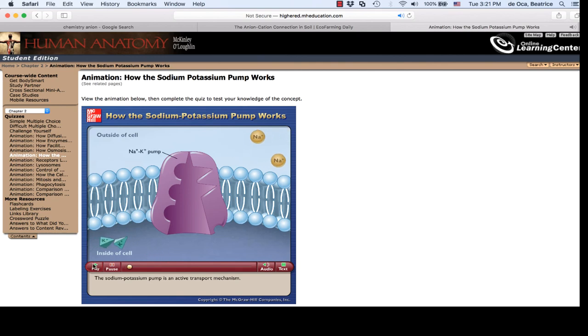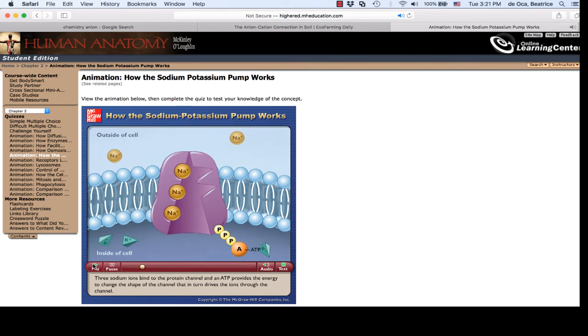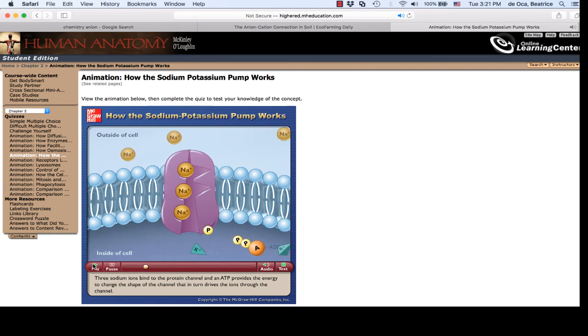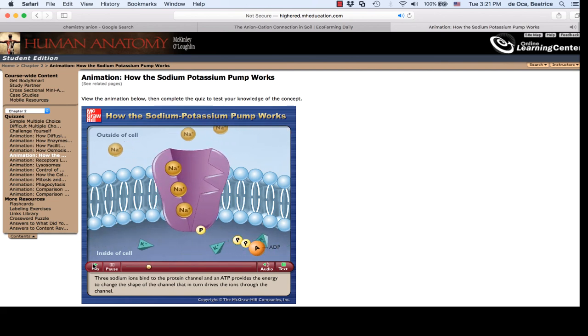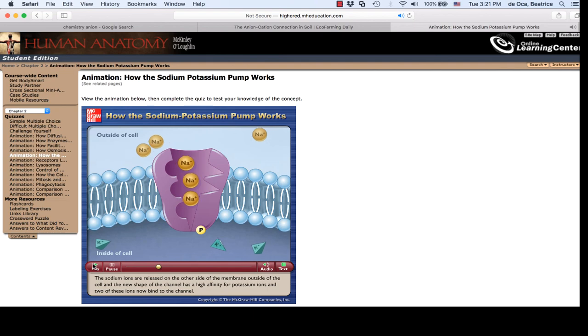The sodium-potassium pump is an active transport mechanism. 3 sodium ions bind to the protein channel, and an ATP provides the energy to change the shape of the channel that in turn drives the ions through the channel. One phosphate group from the ATP remains bound with the channel. The sodium ions are released on the other side of the membrane outside of the cell, and the new shape of the channel has a high affinity for potassium ions, and 2 of these ions now bind to the channel.